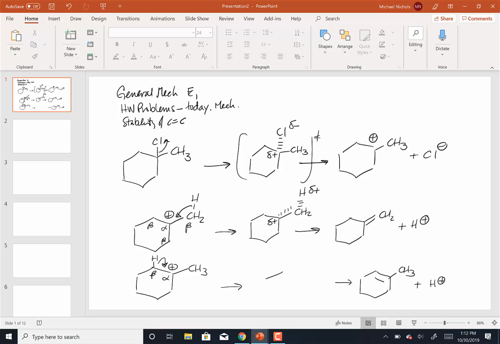The transition state then would be the breaking of that carbon-hydrogen bond and the forming of the double bond, with the hydrogen that's being lost delta positive and the carbon being also delta positive.